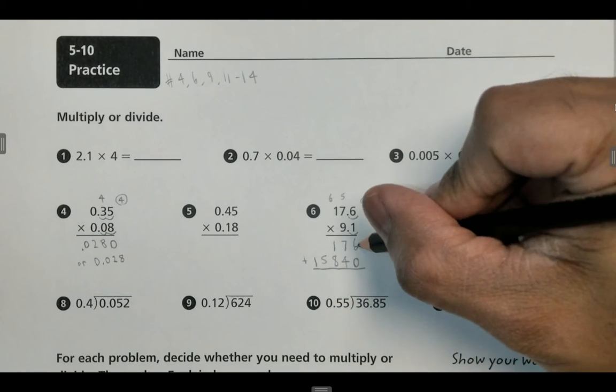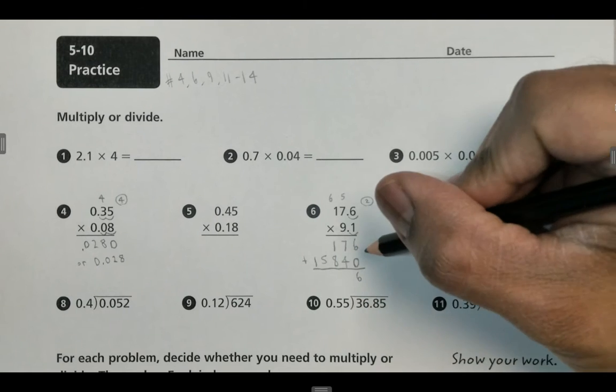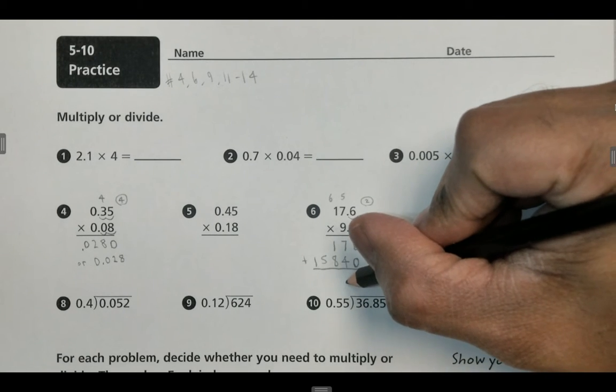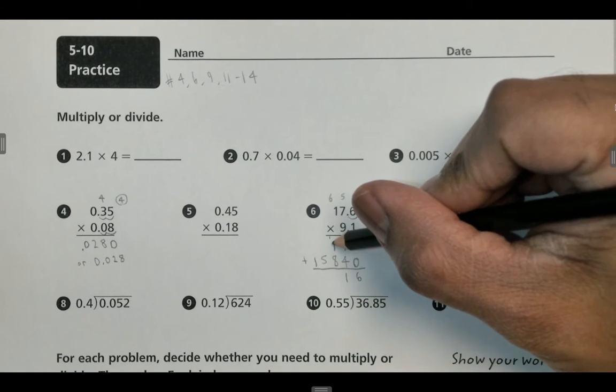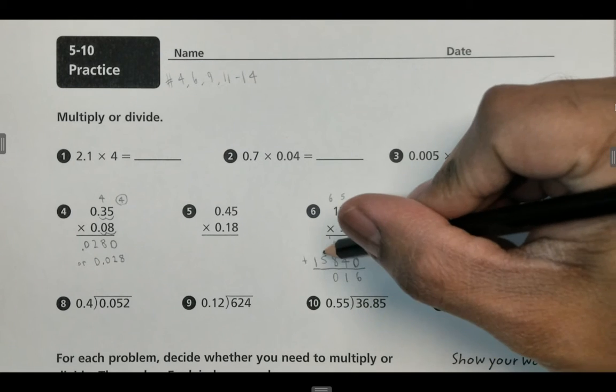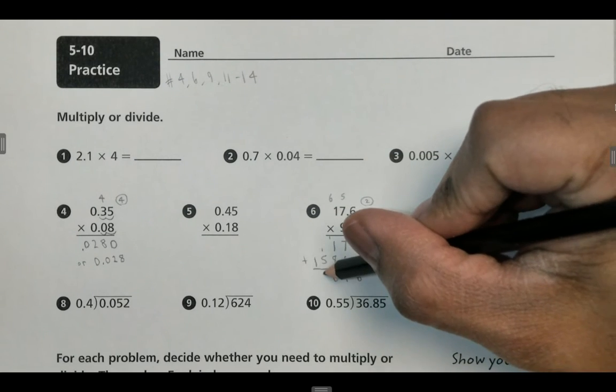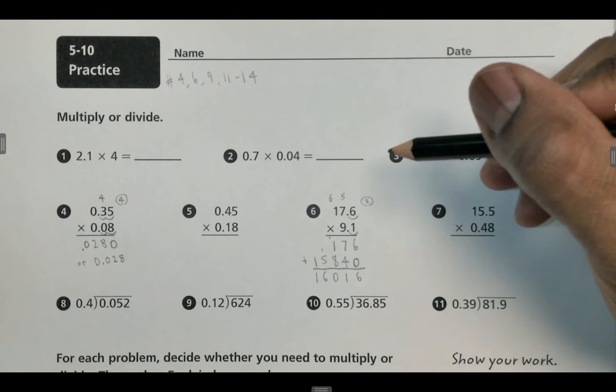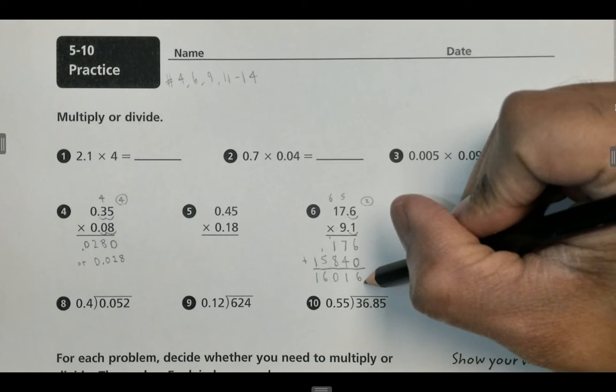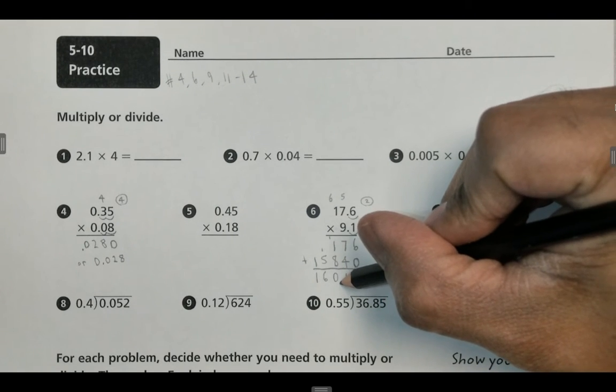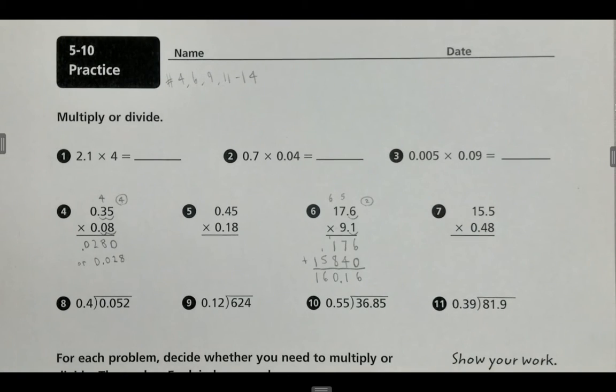Bring it on home. Let's add our columns. 6 and 0 is 6. 7 and 4 is 11. 1 and 1 is 2. 2 and 8 is 10. 1 and 5 is 6. And the 1 comes down. Now let's come in from the end 2 places. We have our answer.